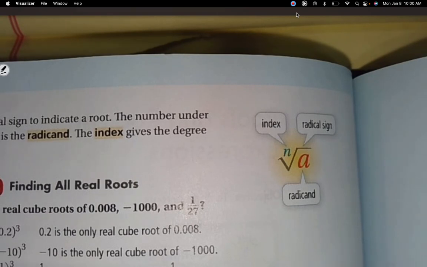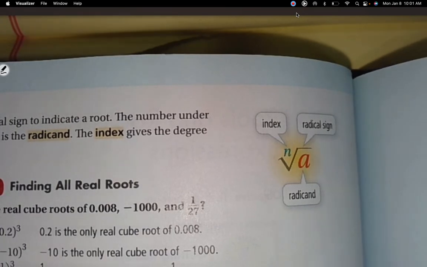It's going to take some practice. What we're doing today is a little weird. We're going to find all the real roots of some of these numbers. The first one we're going to start with is a cube root. Yes, you can use your calculator as well, but you need to understand these concepts.